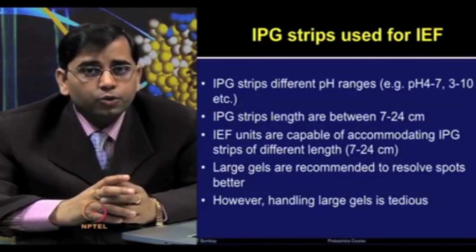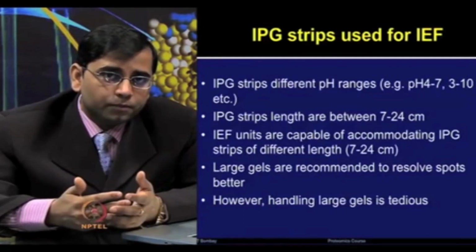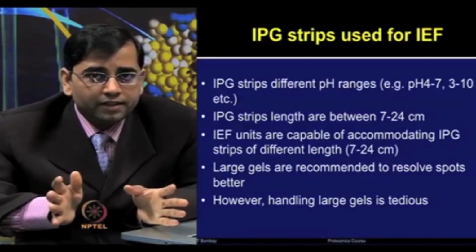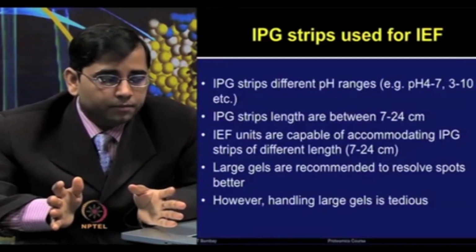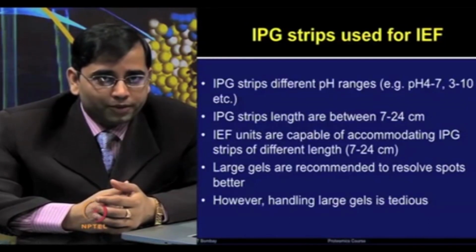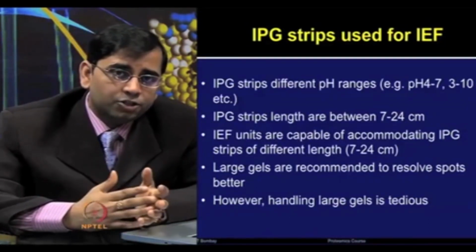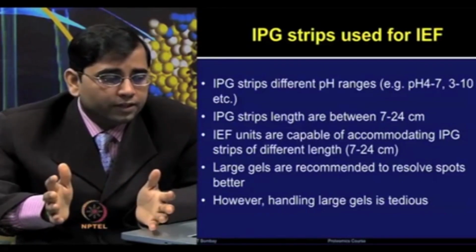Now, if you want to know all the proteins which could be present in your sample, you can apply a very broad range strip like 3 to 10. Now, what length of IPG strip should be used? One can use starting from 7 centimeter till 24 centimeter.